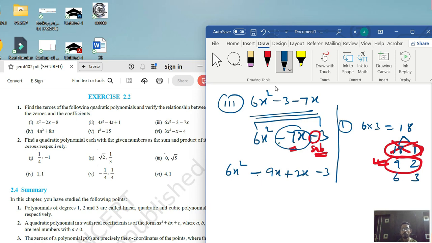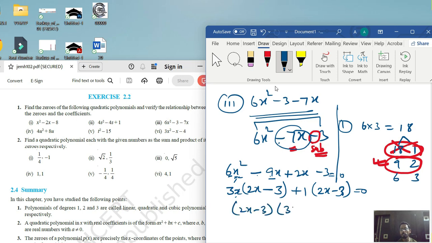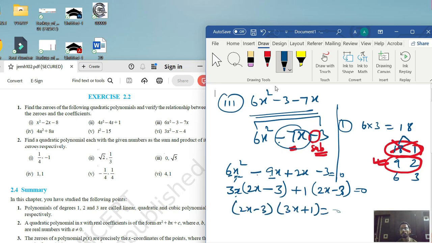So 6 and 9 is divisible by 3, so 3 is common. x is also common, so 3x into 2x, and out of 2x, x is outside, 1 will be inside. Okay, 3 into 3 is 9, x is already common. Now from here nothing is common. So we can say 1 is common, then 2x minus 3. Inside the bracket, both the terms are same. Okay, so we can write 2x minus 3 into 3x plus 1 equal to 0.